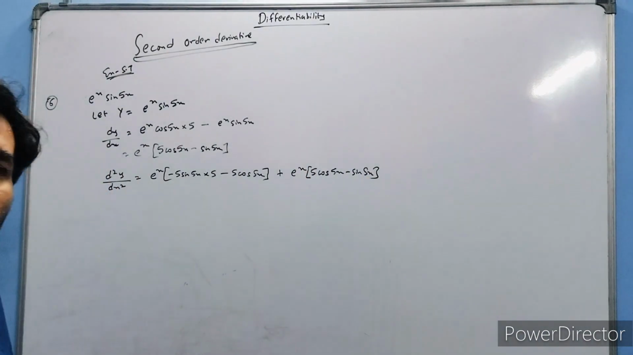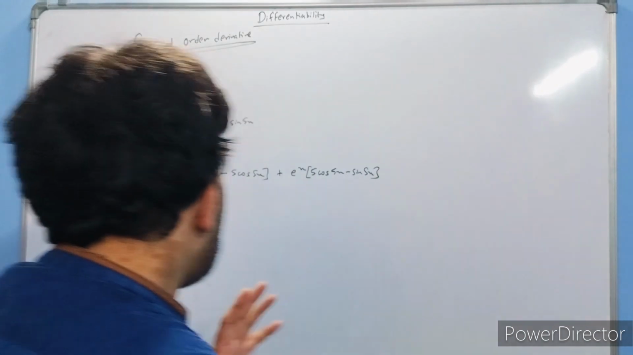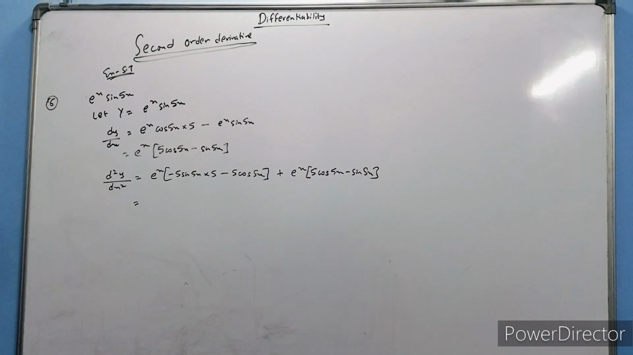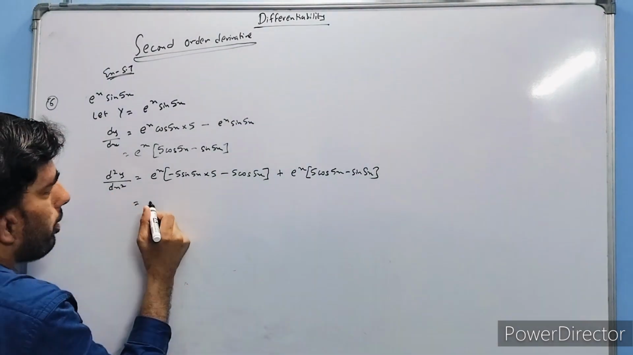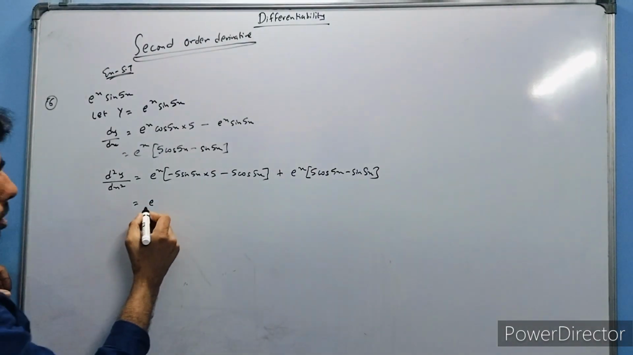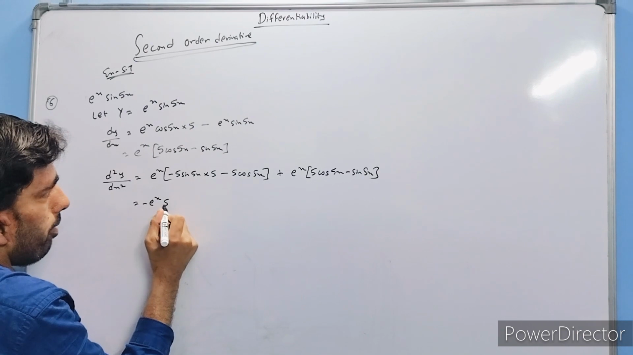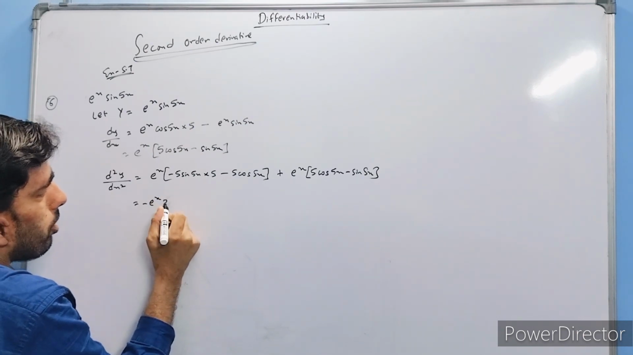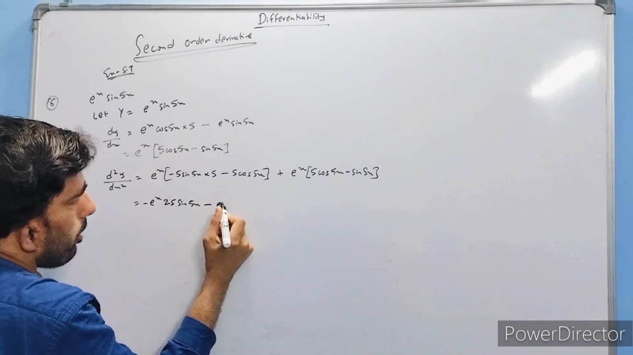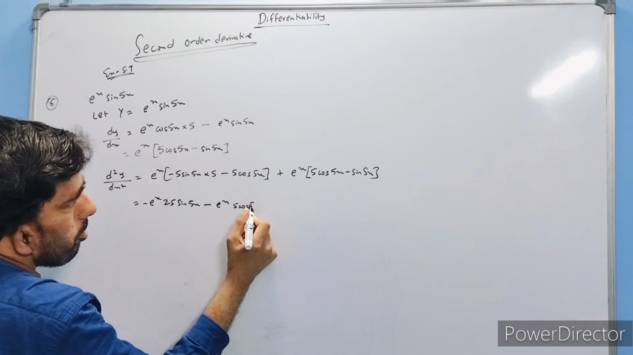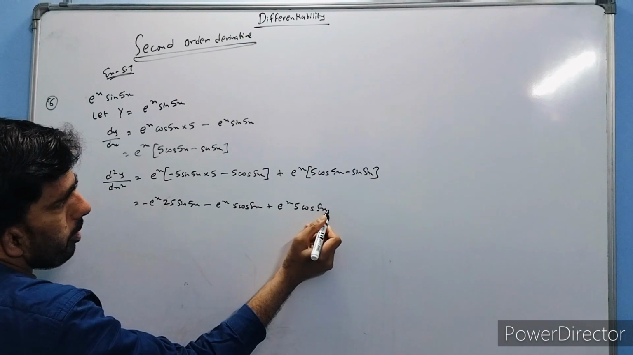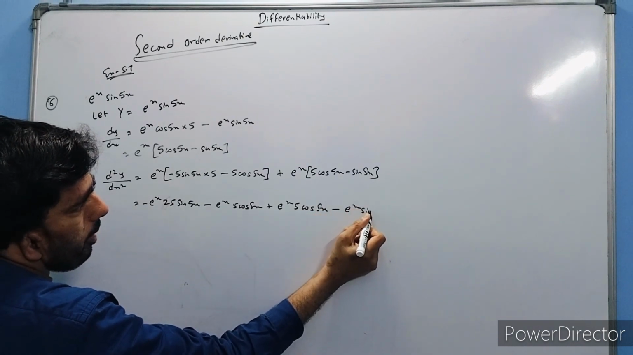Okay, so now what we can do here in a very simple way, we'll take it as it is further. Now take minus sign common, or we can multiply with it. So we get e raised power x, 5 into 5, you got here 25 sin 5x, minus e raised power x 5 cos 5x, plus e raised power x 5 cos 5x, minus e raised power x sin 5x.